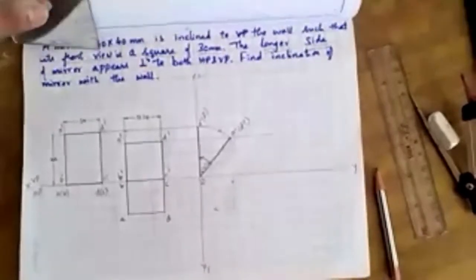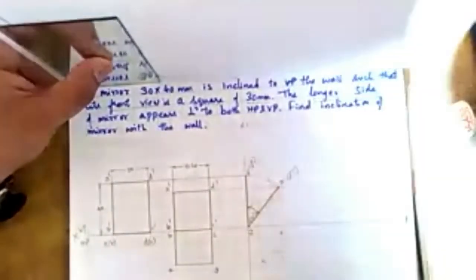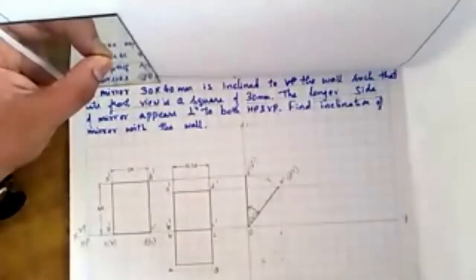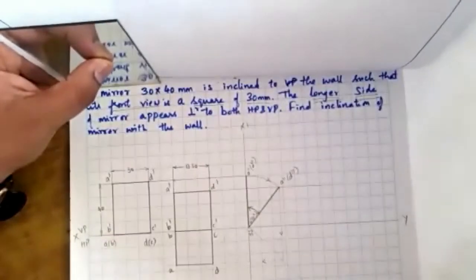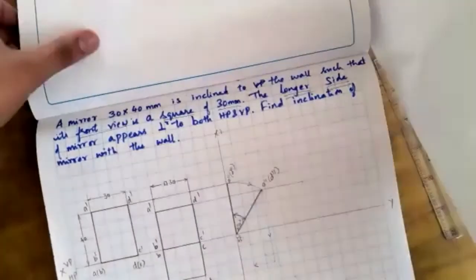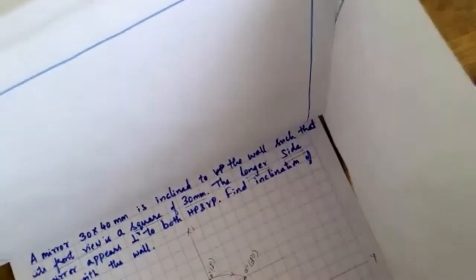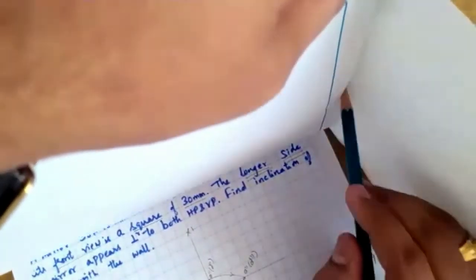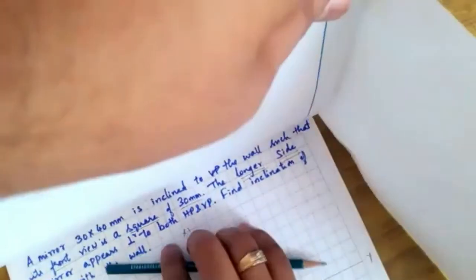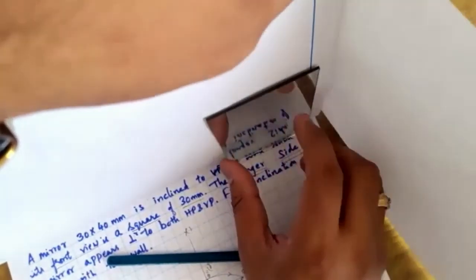I have a mirror in the first position. Where will be the side view in this condition? On RPP, that is here. X1, Y1. Are you able to understand this side, this corner? On this X1, Y1 line, you have got this side view of the mirror. When you keep the mirror on the wall, where will be the side view? It will be on the X1, Y1 line. Are you able to get it?